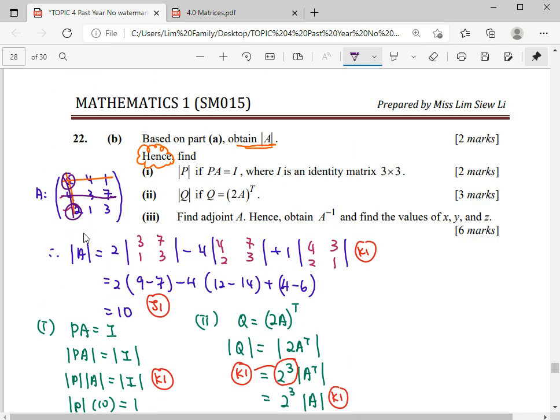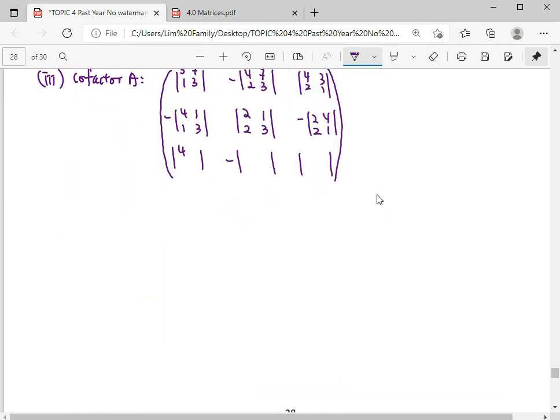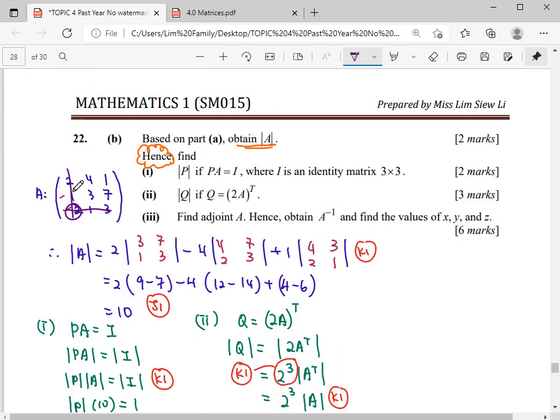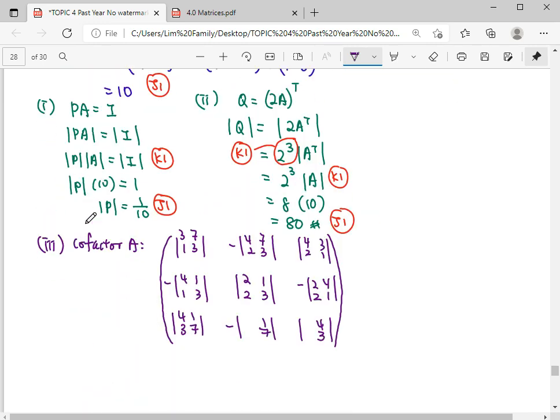So we repeat again for row 3. So it will be 4, 1, 3, 7. Copy and paste it out. For the vertical part, what you cancel is 2, 4, right? Just now I cancelled it. 2, 4. Okay, so we get to the answer.